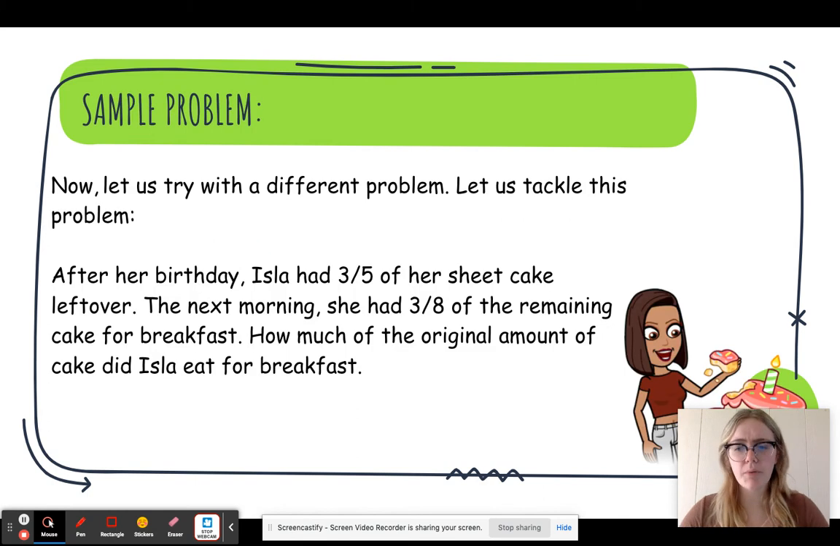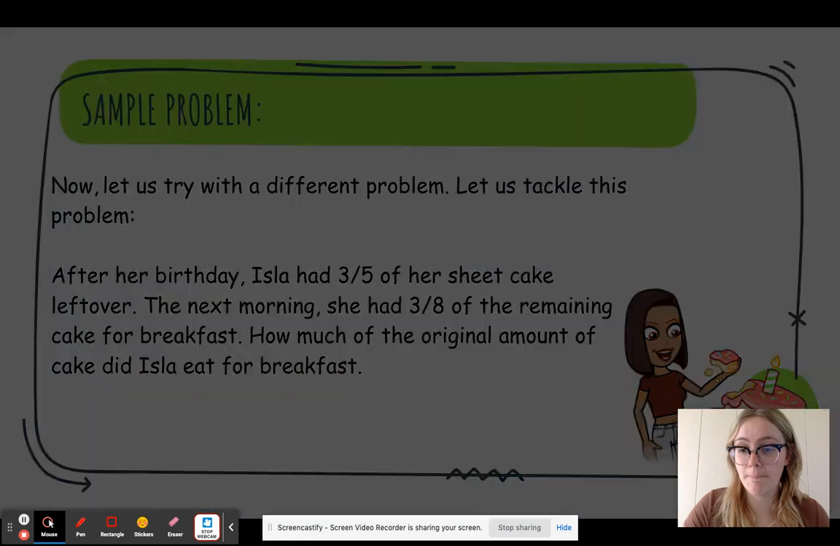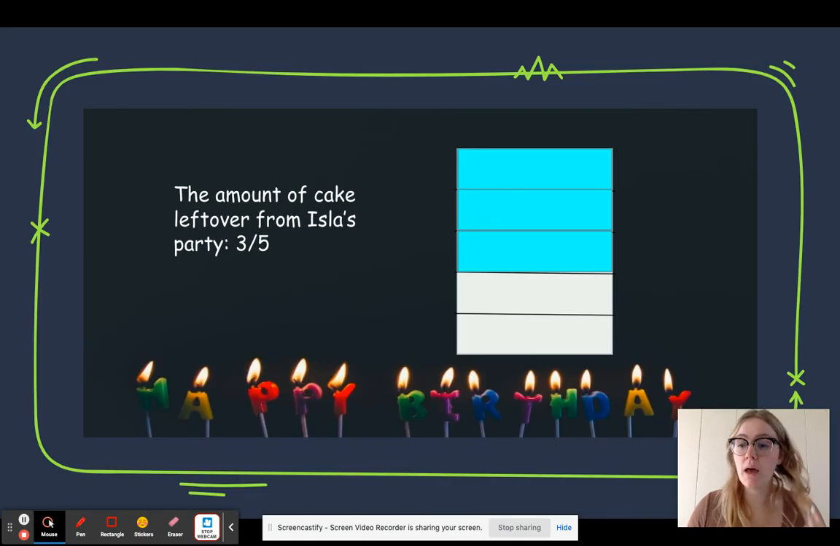So we're going to do a sample problem. After her birthday, Isla had 3/5 of her sheet cake left over. The next morning, she had 3/8 of the remaining cake for breakfast. How much of the original amount of cake did Isla eat for breakfast? So we're going to multiply in this situation. 3/5 times 3/8. Now we made a few models here.